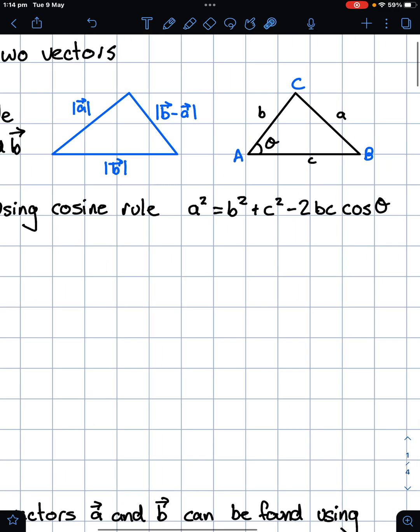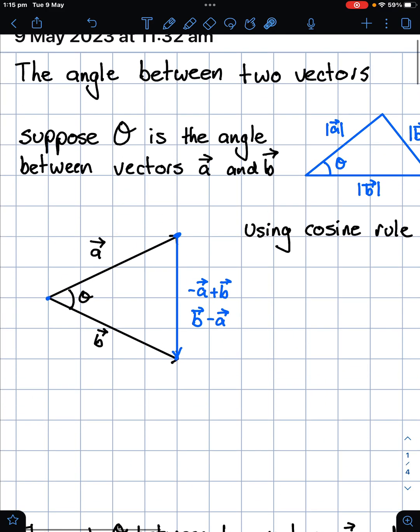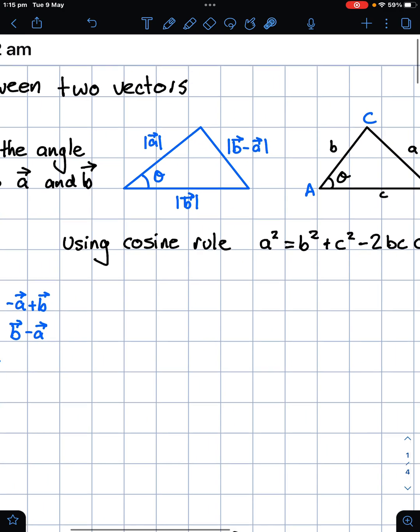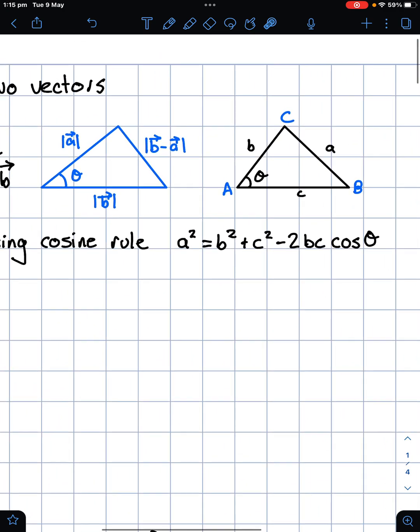And so this means that in this form, where theta was between A and B, we can actually use our cosine rule to figure out how big this angle is here. And luckily, this far side, we know that because it's this value here.